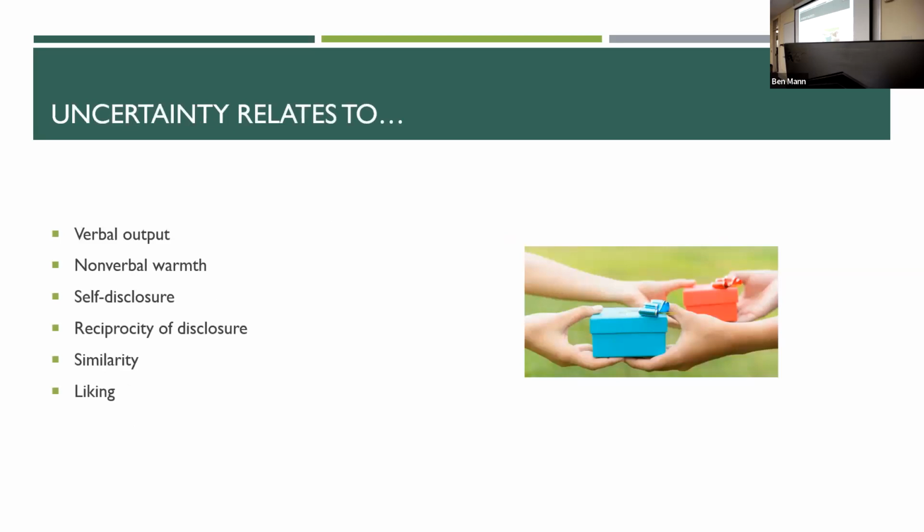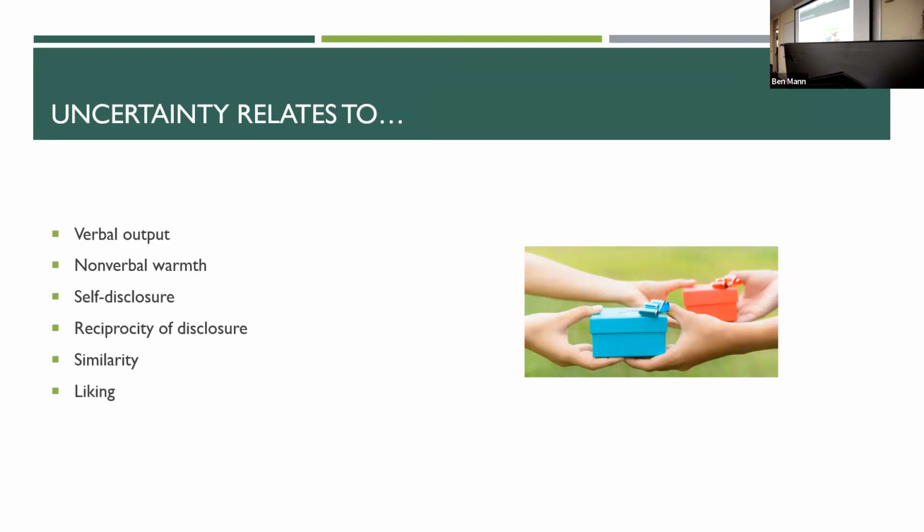Uncertainty, right, can relate to how we express ourselves verbally. We're not going to tell our life story and talk about an ex we dated for 6 years through the use of casual conversation, right? Generally speaking, the level of what we share is going to be based on our comfort with that person. Nonverbal warmth is another factor, right? With people close to us, we might express through touch, giving somebody a hug, giving somebody a high five.